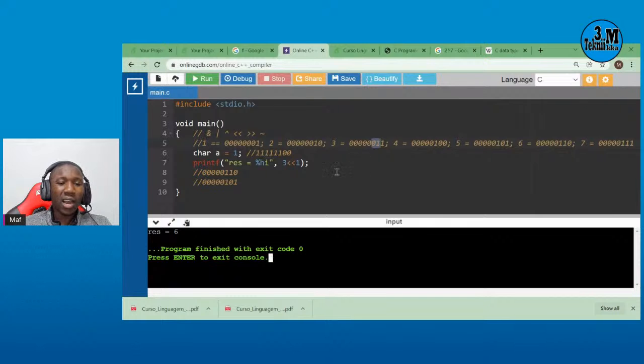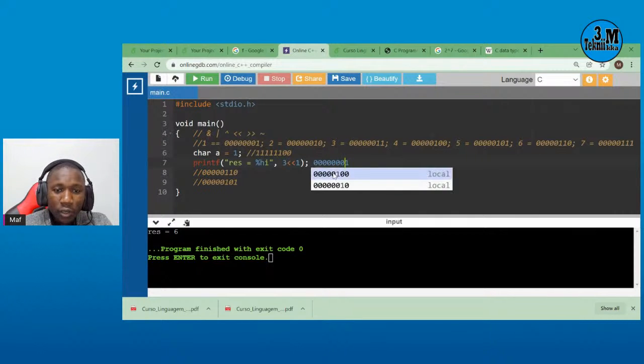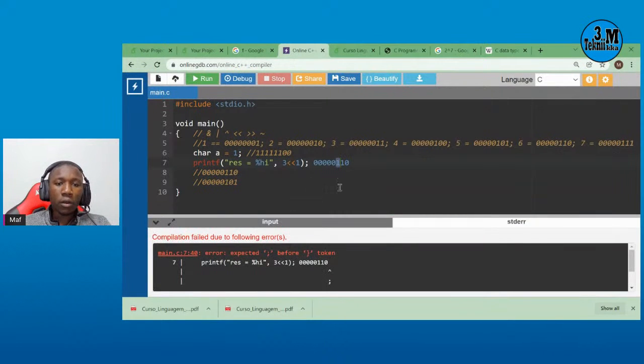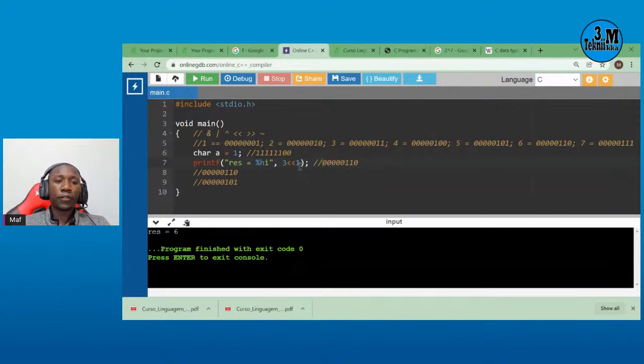No, this is 6. I was wrong. I'm shifting one number. Let me put here this. I have this, and then I'm shifting this. This is going to move from this position to this position, and this is going to move from this position to this position, and this is 4 plus 2, which is 6. Okay. This is 6. This is how the shift works.